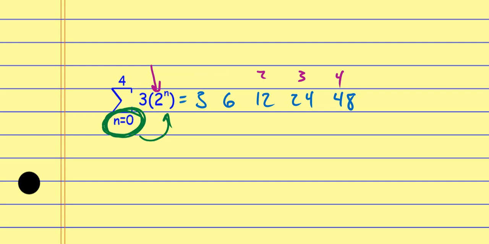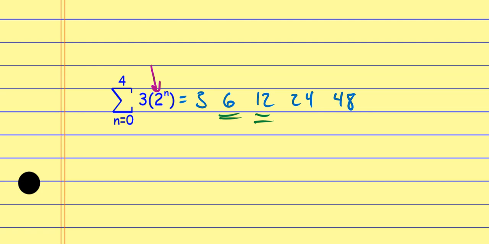Again, if you're not sure, well, you just keep plugging terms in. So I plugged a 0 in and I got the 3. If I plug a 1 in, 2 to the first power is 2 times 3 is a 6. It gives me the next term. If I plug a 2 in, 2 to the second power is 4 times 3 is the 12. And I could keep doing that until I plug in all the way up to a 4.